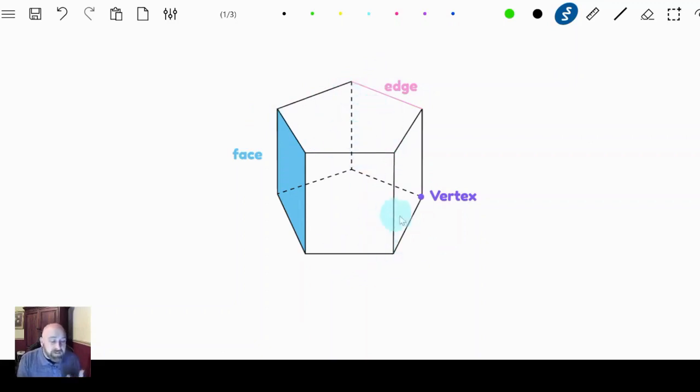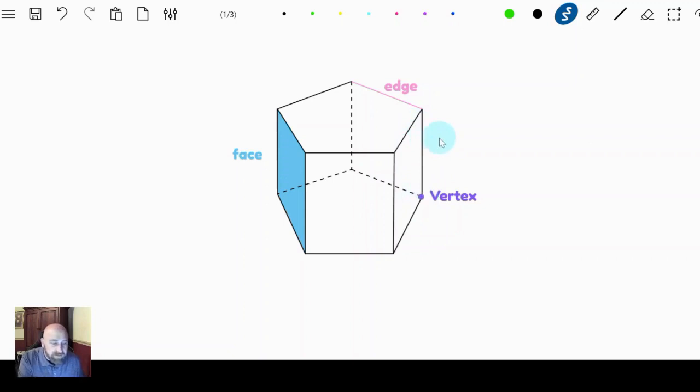All right, now check this out. This is a vertex. Now, what is a vertex? Well, you should know what a vertex is. It's where two lines come together, or two angles meet. Notice that in this case, there are three angles that meet on the vertex of a three-dimensional shape.